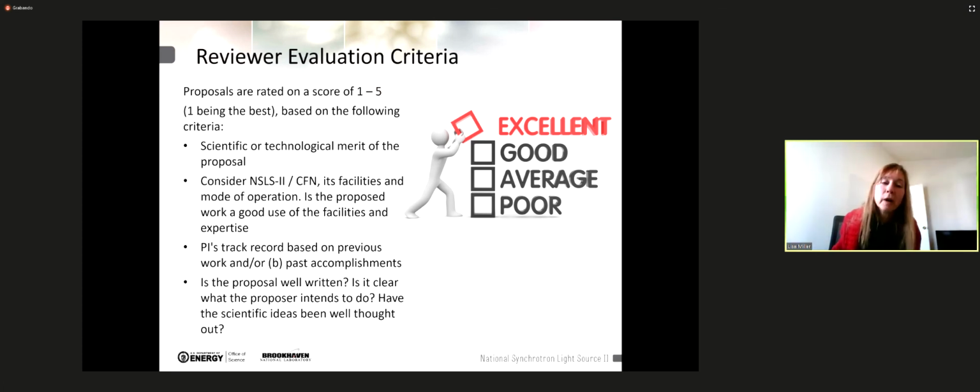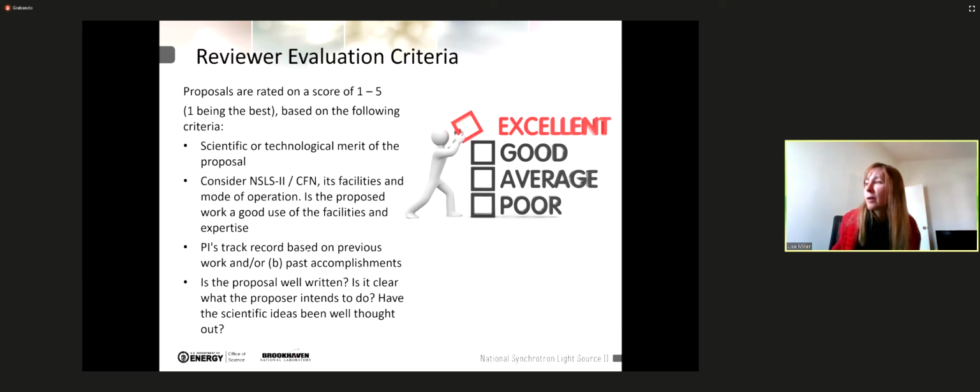So if you're going to write a proposal to do infrared spectroscopy on some uniform powder, that's not going to review well, because we don't need a synchrotron to do that. We can do that with our lab-based infrared spectrometer. So it's important to justify the need for using NSLS2. What are the characteristics of the beamline or the ring that are important?